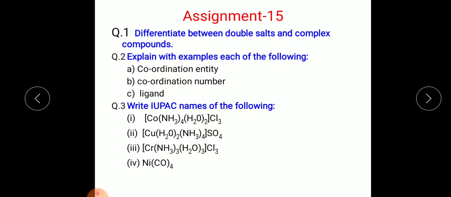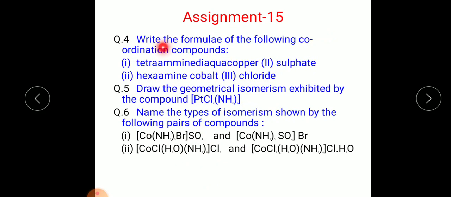After that, question number 4 is write the formula of the following coordination compounds. Now from the name you need to write down the formula, like this: tetraammine diaqua copper 2 sulfate and hexaammine cobalt 3 chloride. Question number 5 is draw the geometrical isomerism exhibited by the compound platinum, Pt(Cl)2(NH3)2.